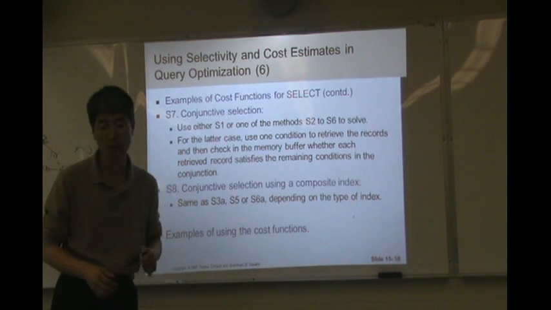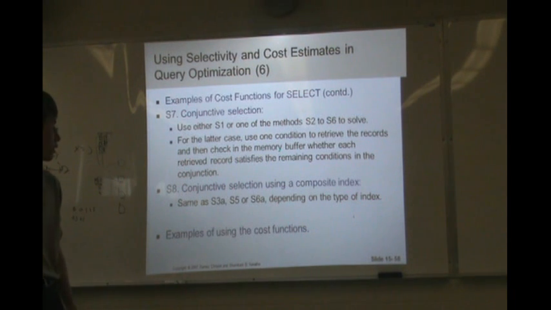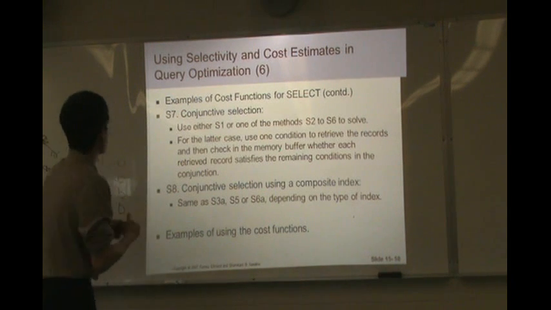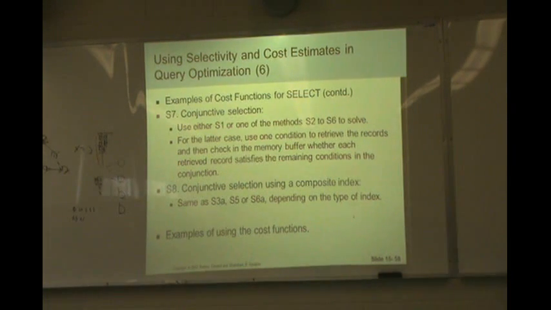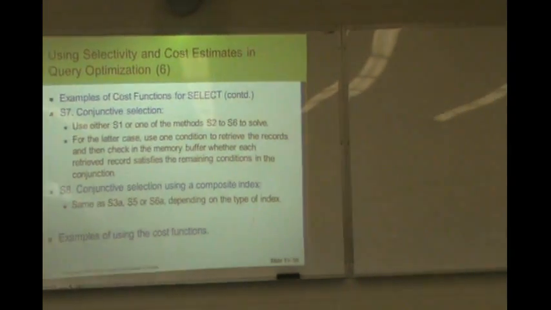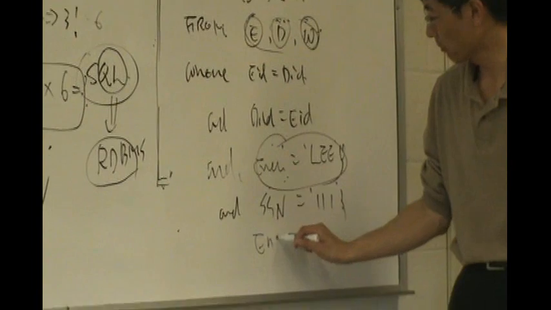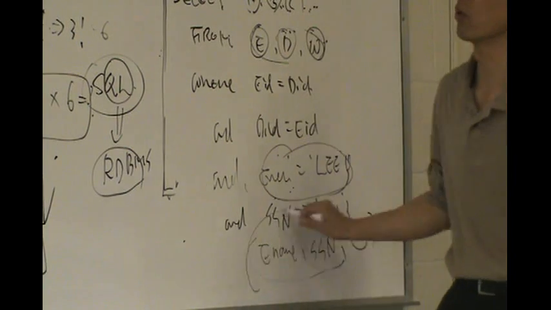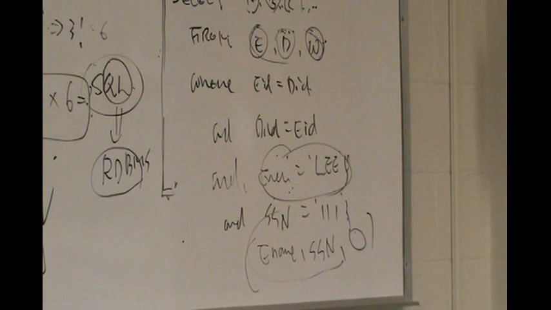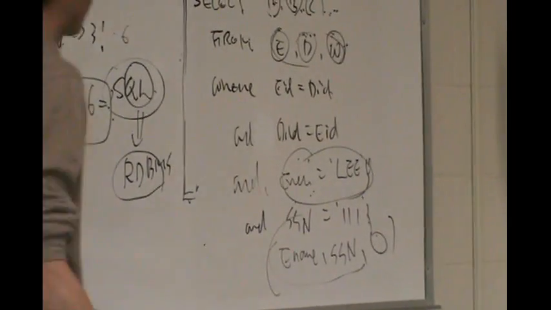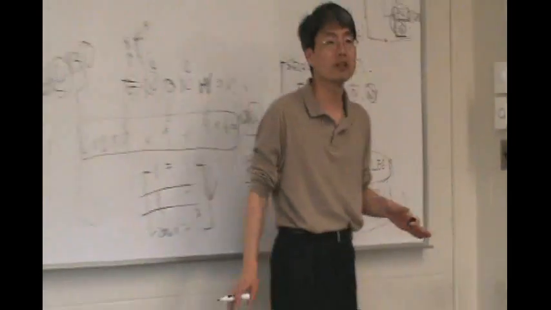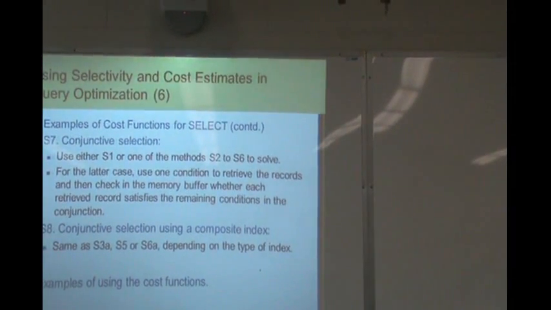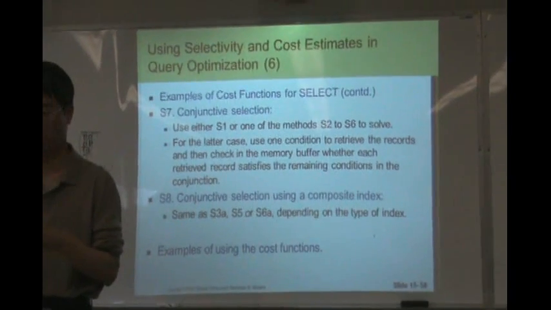In case of conjunctive conditions, you need to decompose and select the best. If you have a composite index for that conjunctive condition, for example, E name plus SSN, then pointer, you can use this index. However, if you have a separate index for each of SSN and E name, that will not be considered in this case. That's the selection function. Next.